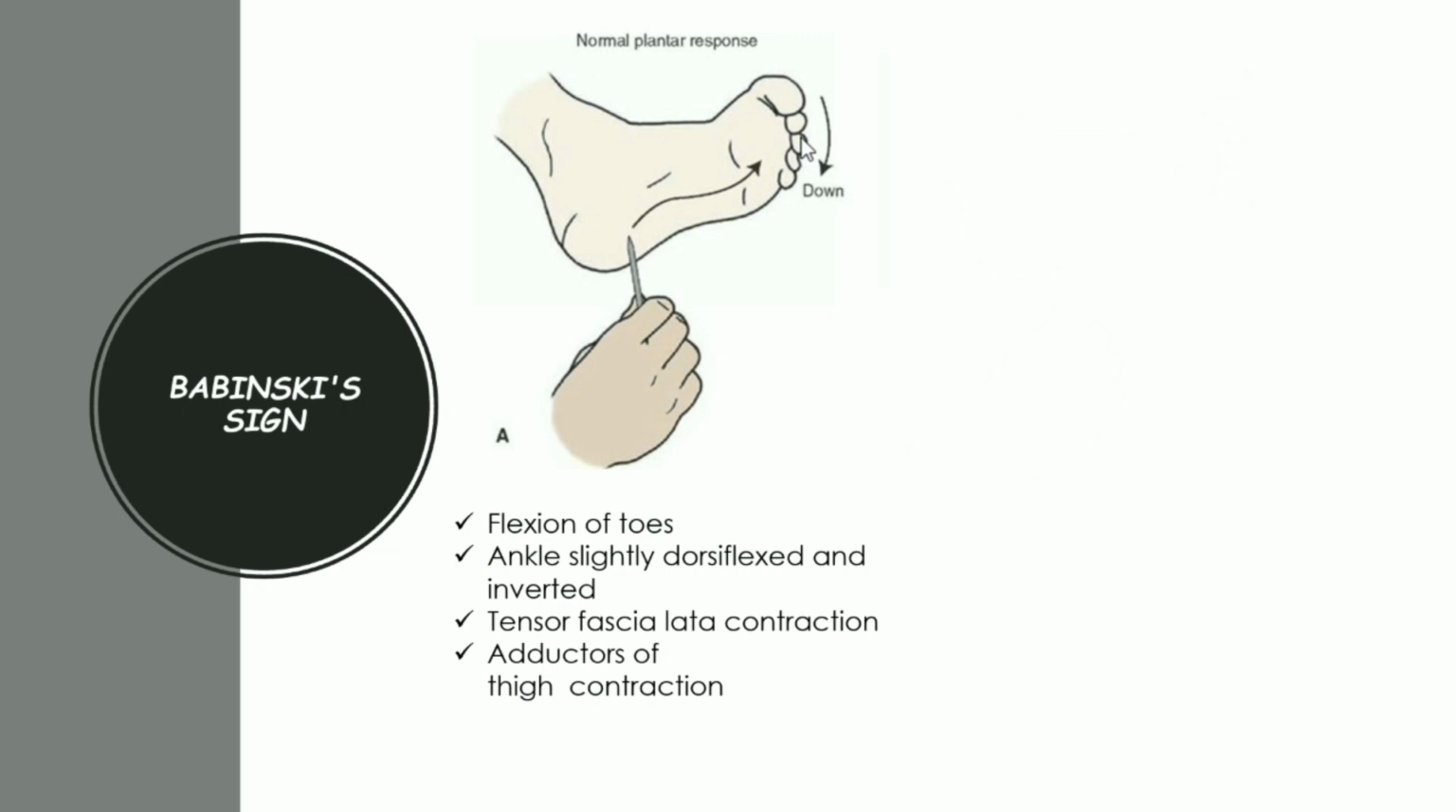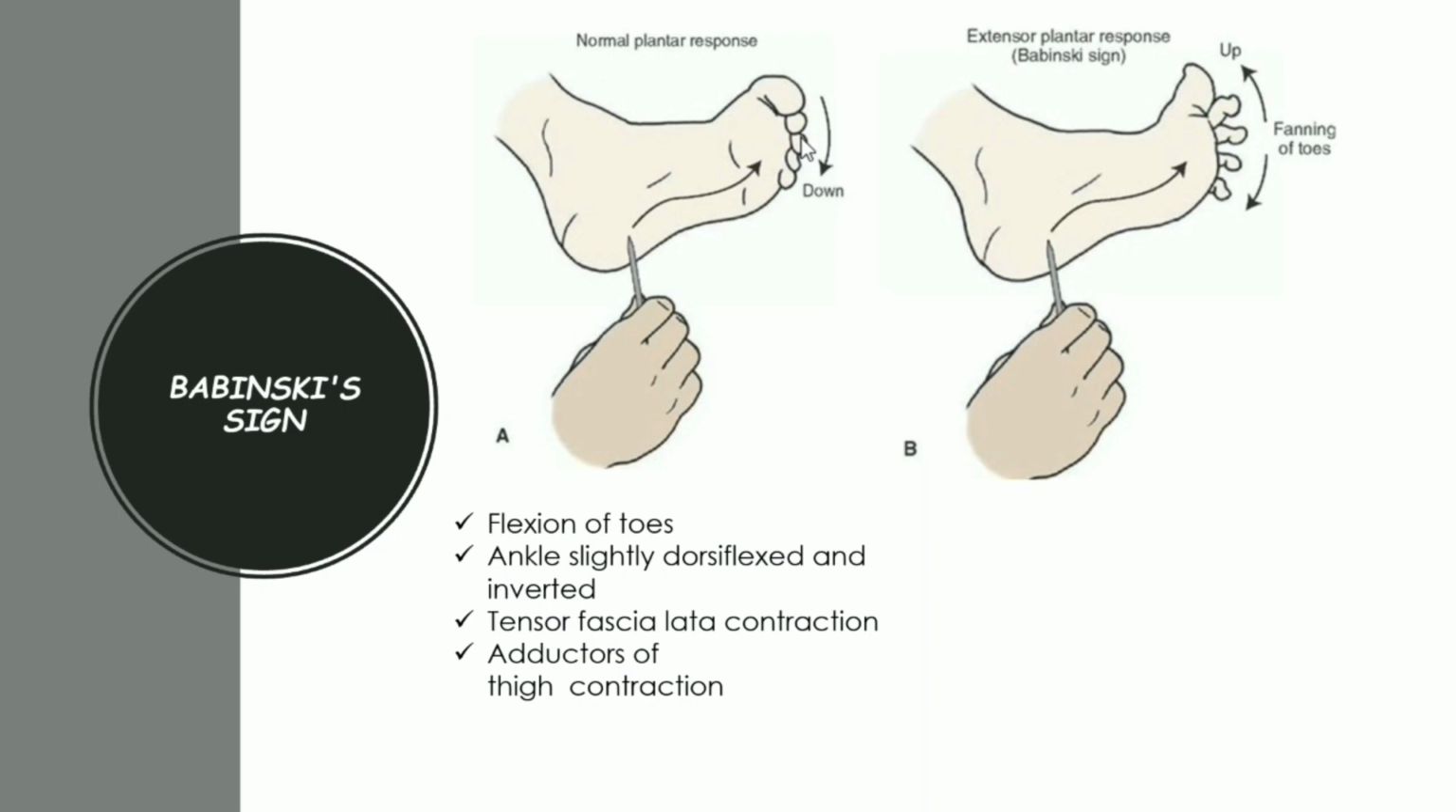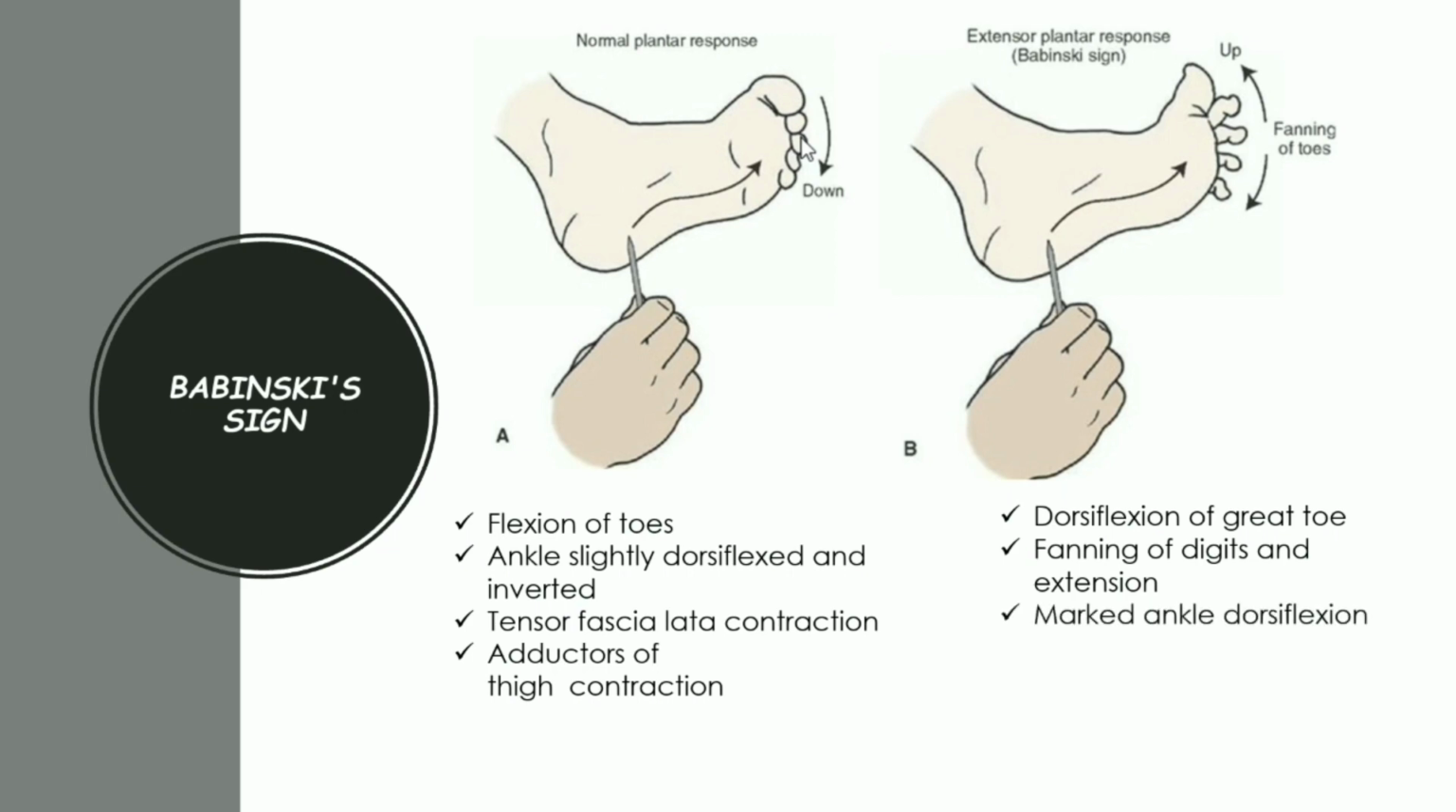What happens when there is a UMN lesion? Instead of flexion of the toes, we are going to get extension. So the dorsiflexion of the great toe. The great toe will be going backwards. Then other toes or digits will be extended, and these toes will move apart from each other, which is called fanning. The toes are extended. The great toe is extended. Then there is a marked ankle dorsiflexion, and the patient will have a tendency to withdraw his leg.